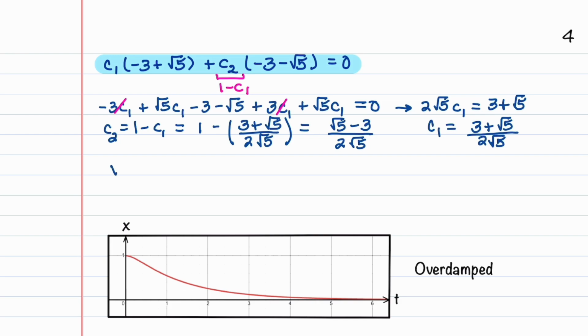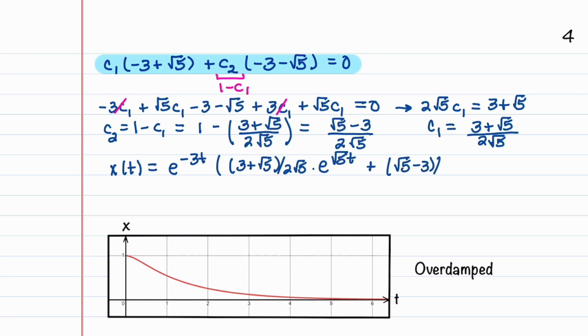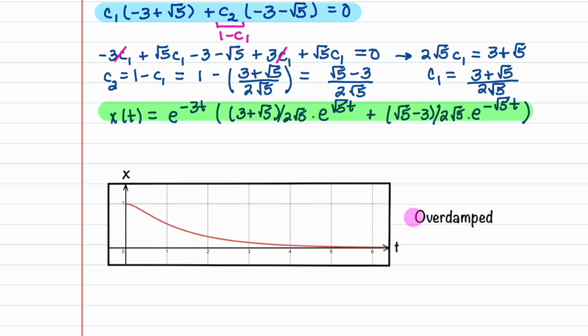Now we can write down our solution and put our constants in. X of t is going to be e to the minus 3t, and then we'll plug in our constants. We have c1, which is 3 plus root 5, all divided by 2 root 5, and we're going to multiply this by e to the root 5t, and then we have our c2, which is root 5 minus 3, all divided by 2 root 5, and this gets multiplied by e to the minus root 5t. And there's our solution. I graphed this solution right down here. Our solution is called overdamped because the mass does not oscillate, and due to the damping, it returns to equilibrium slowly.